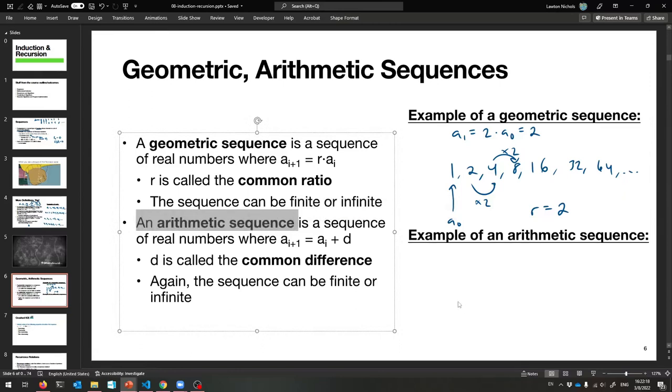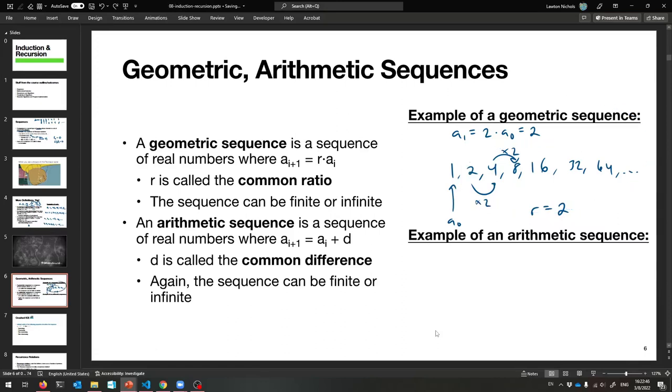Then we also have arithmetic sequences, which are almost exactly the same as geometric, only instead of multiplying by some constant, we're just adding some constant. So the next element in the sequence is the previous element plus some number. And the number is called d, which stands for the common difference. How is it changing? What's the difference between those two elements of the sequence? This is maybe an infinite sequence.